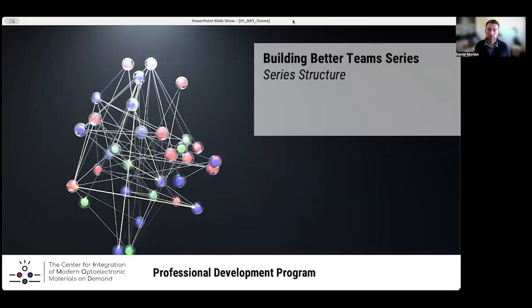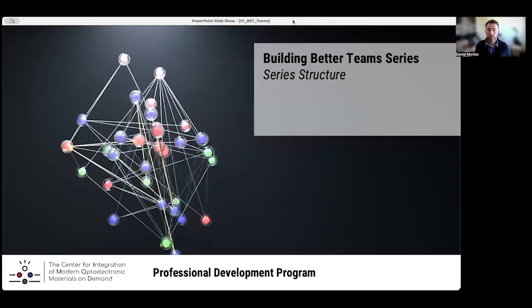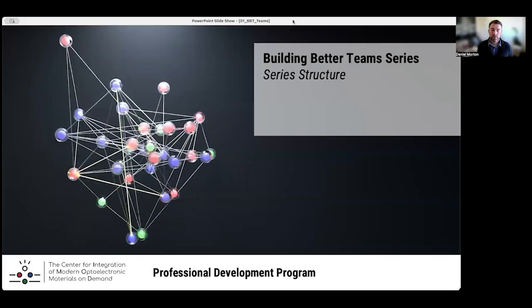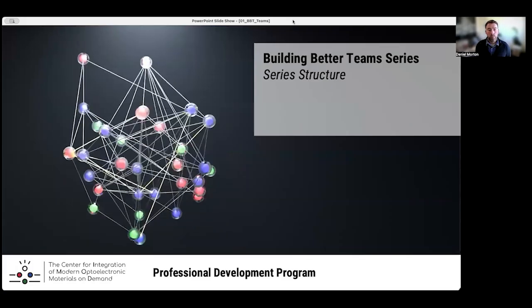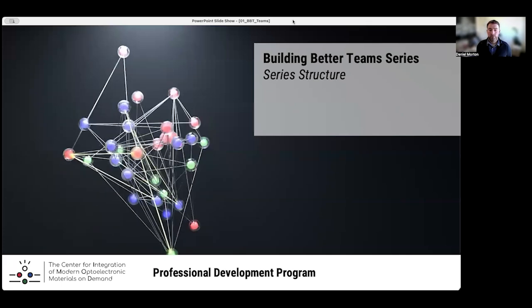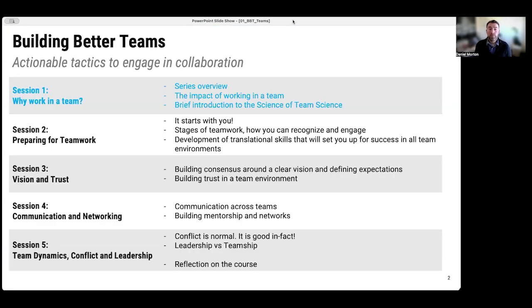The idea around this is to give you insight into the science of team science and give you some tactics and strategies that you can use to operate more effectively in a team environment, specifically in scientific research teams. This is an adaptation of a series that we hosted with IMOD in early 2025.